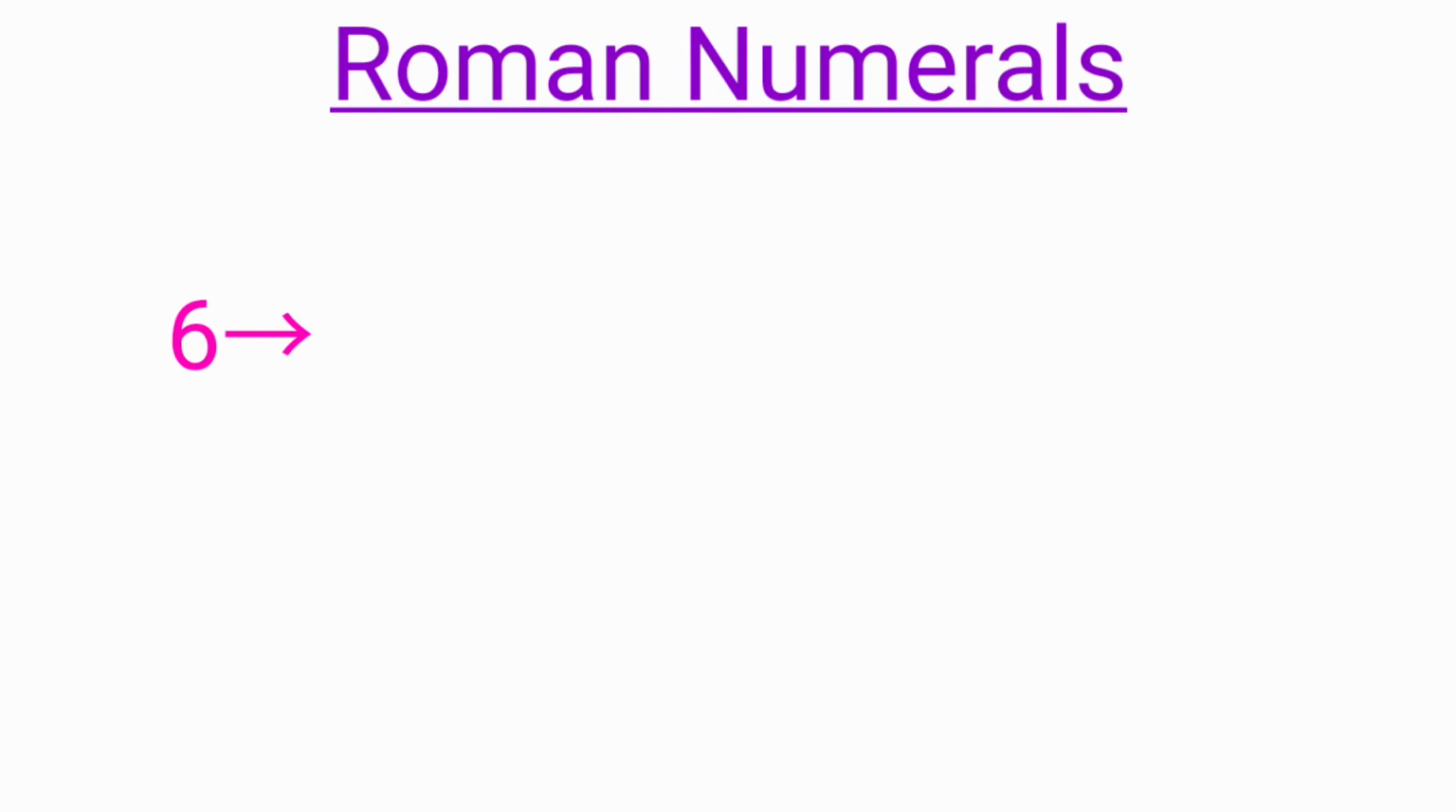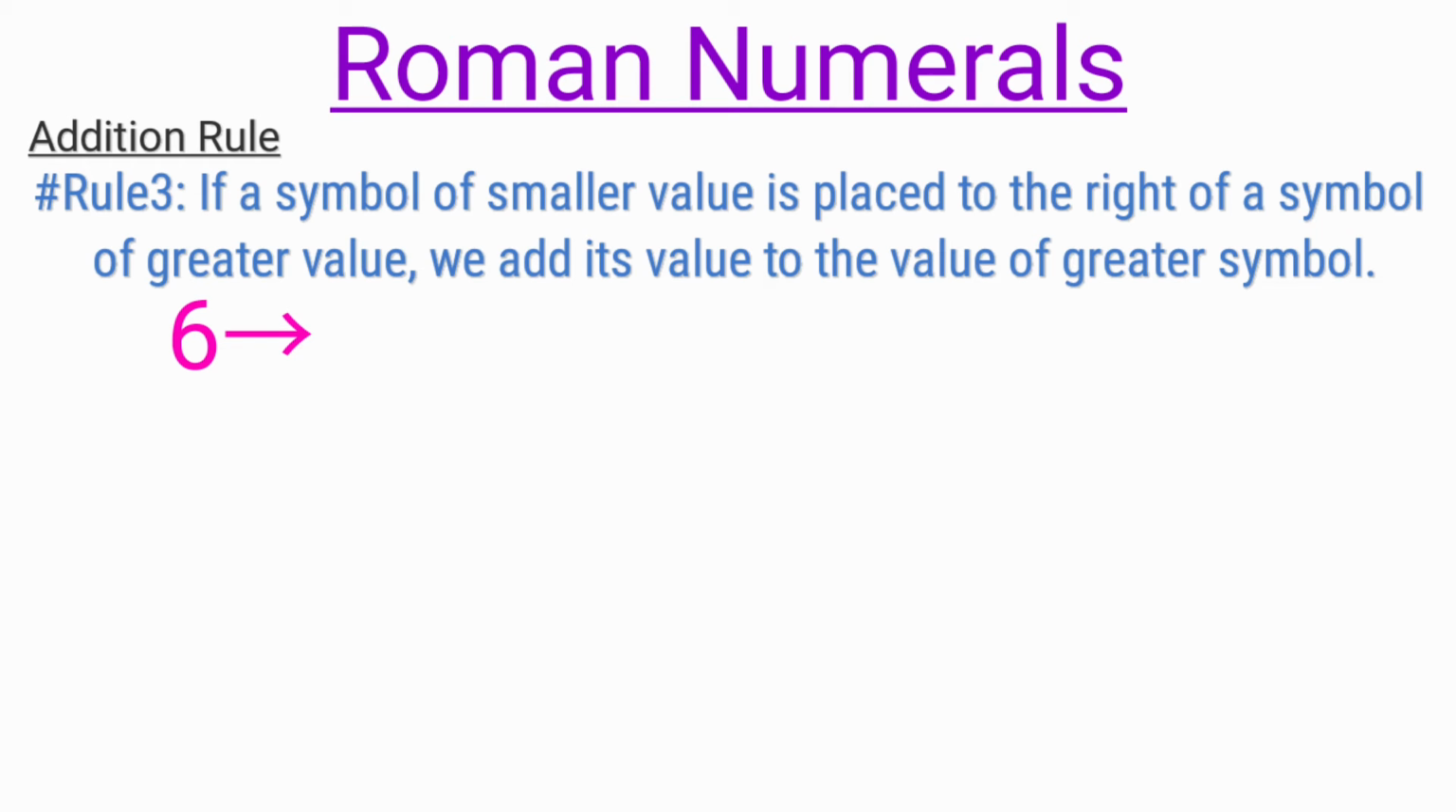Now, to write 6, we will apply the addition rule. That is, if a symbol of smaller value is placed to the right of a symbol of greater value, we add its value to the value of the greater symbol. We can write 6 as VI. I is placed on the right side of V. As the rule says, we will add the values of V and I. That is, 5 plus 1 is 6.